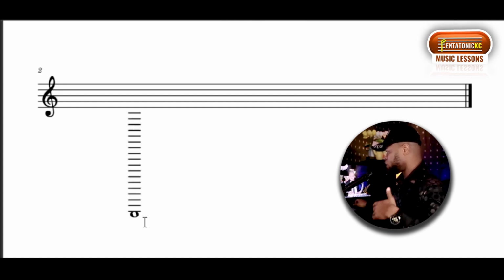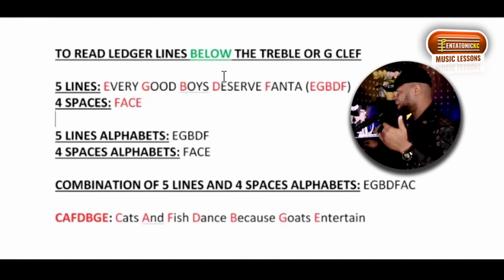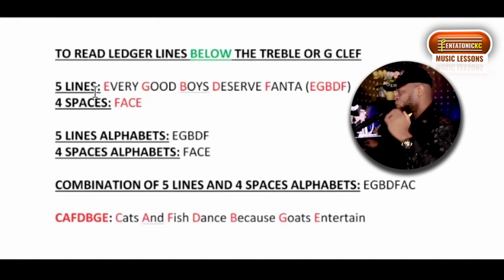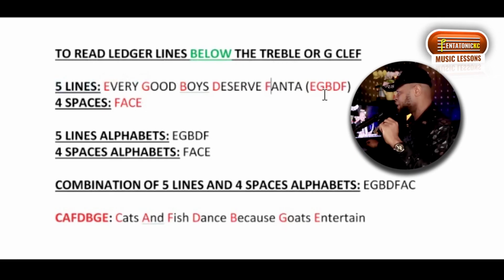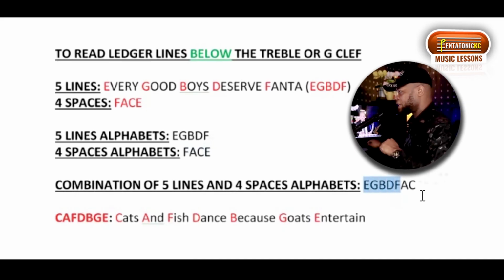So before we move further, to read the ledger lines below the treble or G clef, we have to be aware of this, which is the 5 lines. Every Good Boy Deserves Fanta, and these are the alphabets. And we have the 4 spaces, which is FACE. So the combination of the 5 lines and 4 spaces alphabets will be Every Good Boy Deserves Fanta, then we have FAC, then we come back to the E.